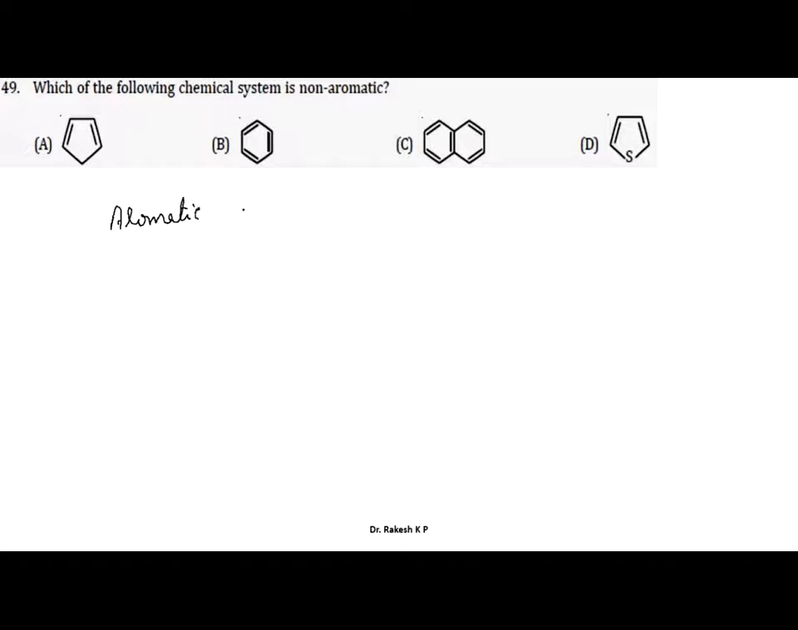Okay, see this one. So what is the condition for aromaticity? There should be a cyclic, sp2, and also cyclic in nature. Okay, and also we have to identify the delocalization. That means we have to identify the delocalization of the pi electrons.